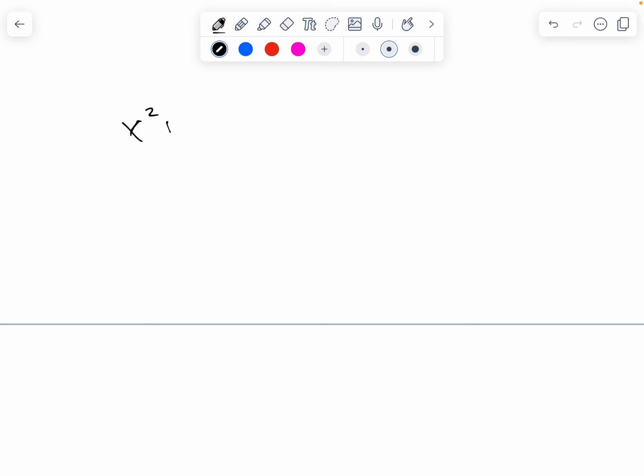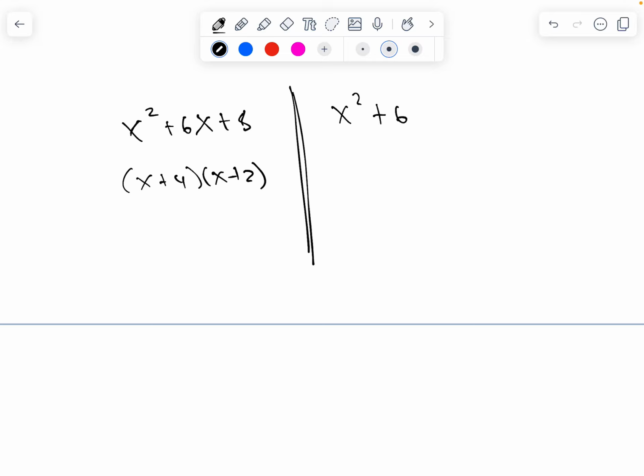So x squared plus 6x plus 8. And we can factor this out. And if we factor this out, we get x plus 4, x plus 2. But let's pretend for a second that we didn't know how to factor it. Let's consider this. We're going to solve this, find the solution using the quadratic formula.